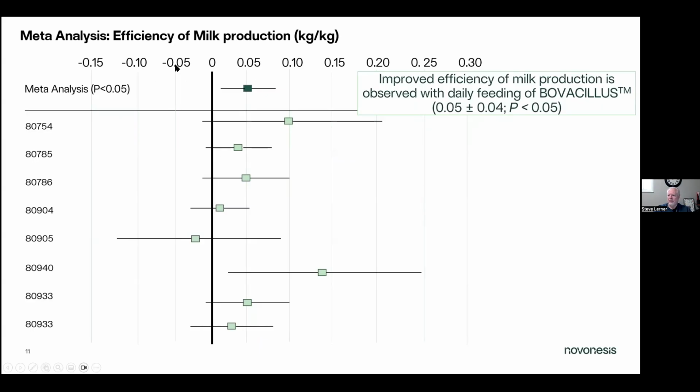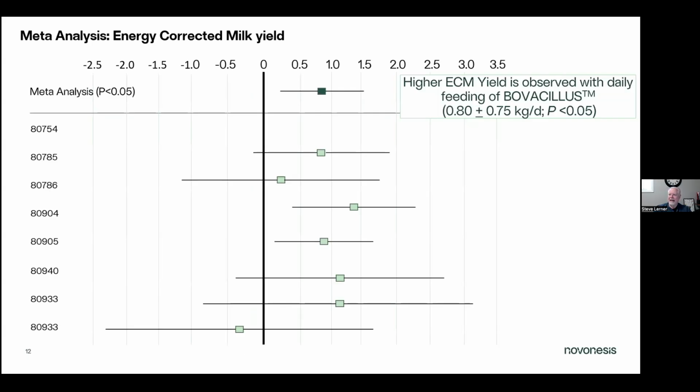Looking at efficiency of milk production, kilograms per kilogram, that would be feed and milk. Again, open kimono, you can see all the results from the individual trials, including one where not so good, but on average, you would expect a significant improvement in the efficiency of milk production in terms of feed utilization producing milk. If I look at energy-corrected milk yield, in this case, kilograms per head per day, again, all the trials show a significant result, about 0.8 kilograms of energy-corrected milk yield per head per day.